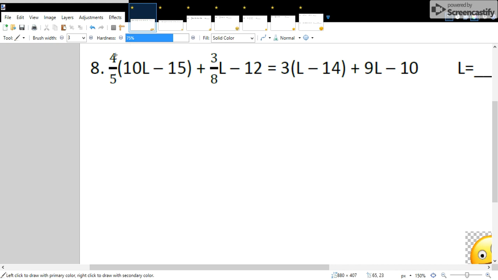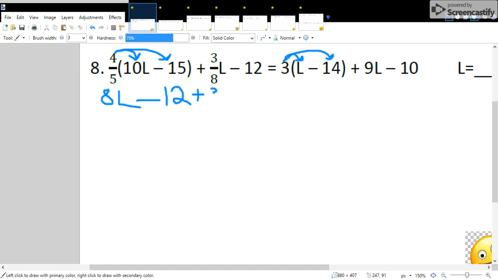Number 8, we have a fraction in front of parentheses. That means we're going to distribute every term. Same thing with this 3 on the other side of the equal sign. So 10 divided by 5 is 2. 2 times 4 is 8. So we have 8L minus negative 15 divided by 5 is 3. 3 times 4, that would be 12.